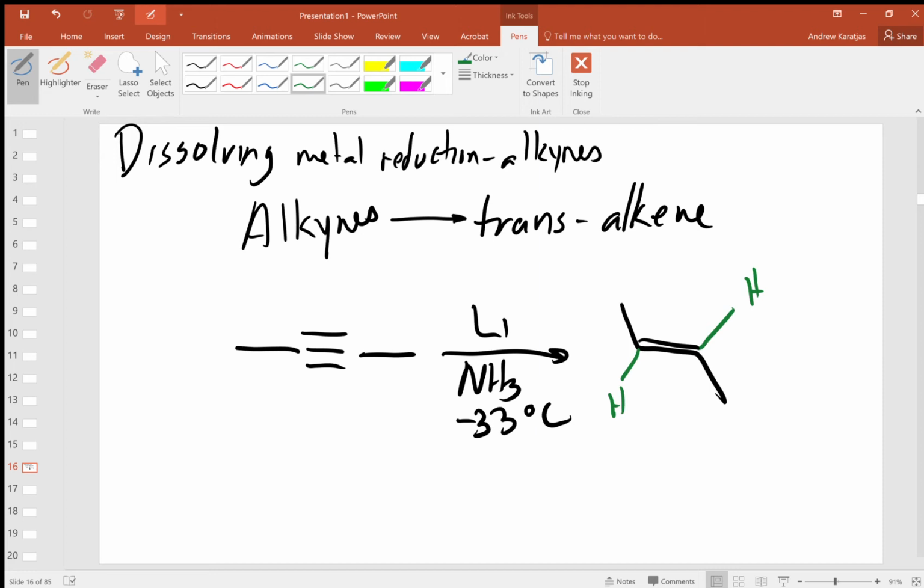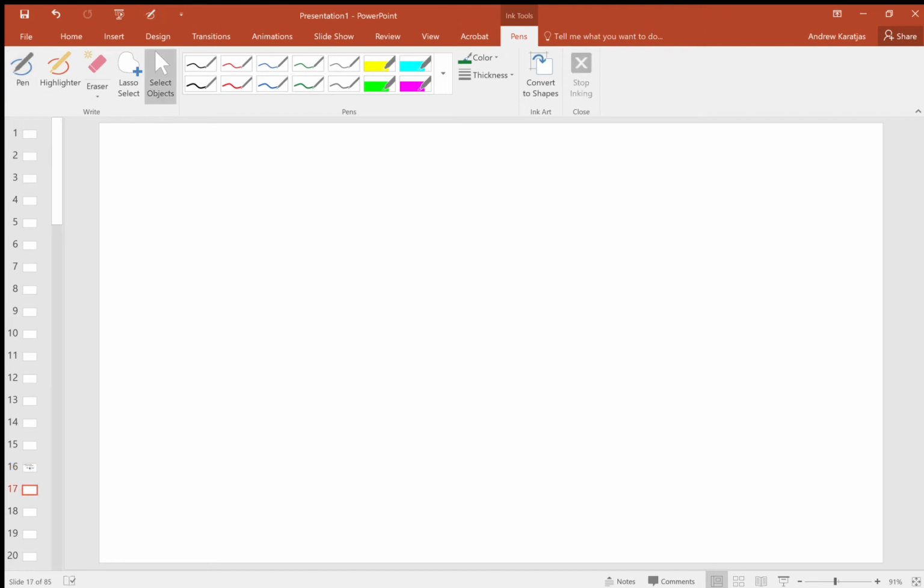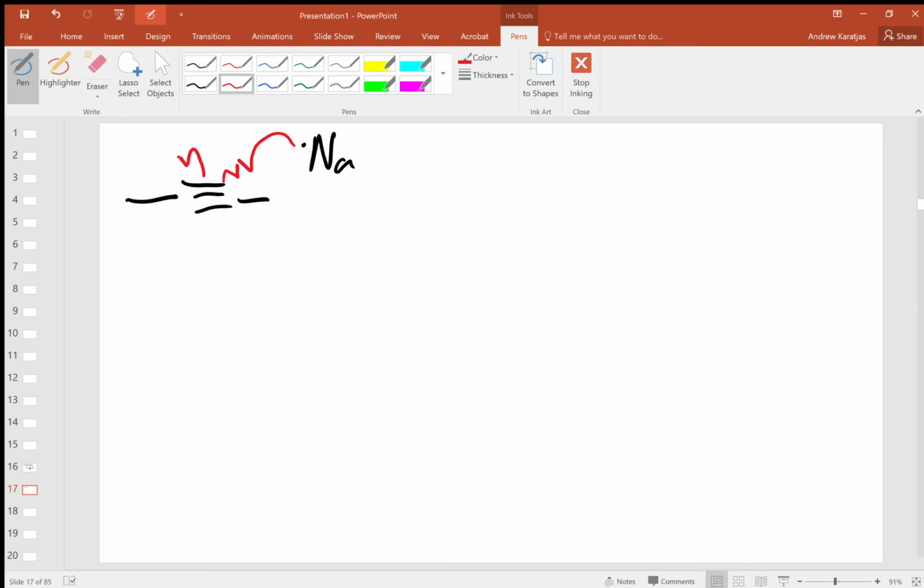Now, here I'm going to go into a mechanism. This is not a mechanism that I generally hold you responsible for in lecture, but we're still going to go through it so that if you're curious about it, you can see what it is. So in this mechanism, our metal, again, this could be lithium or it could be sodium. The purpose of these metals is these are metals that have a single electron that they want to get rid of, and it donates its electron to the alkyne.